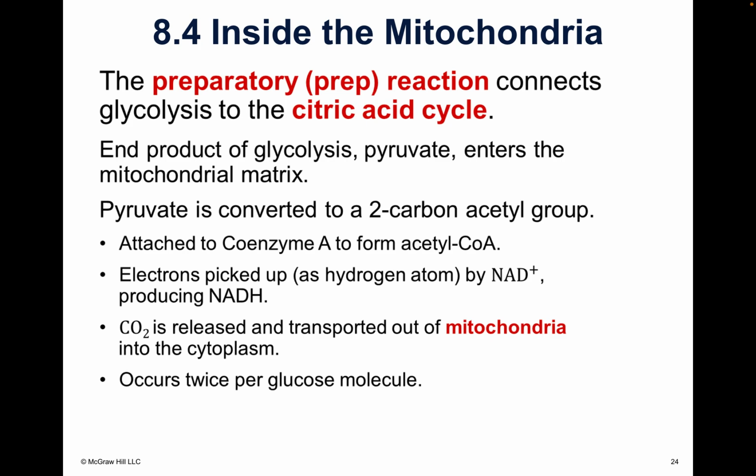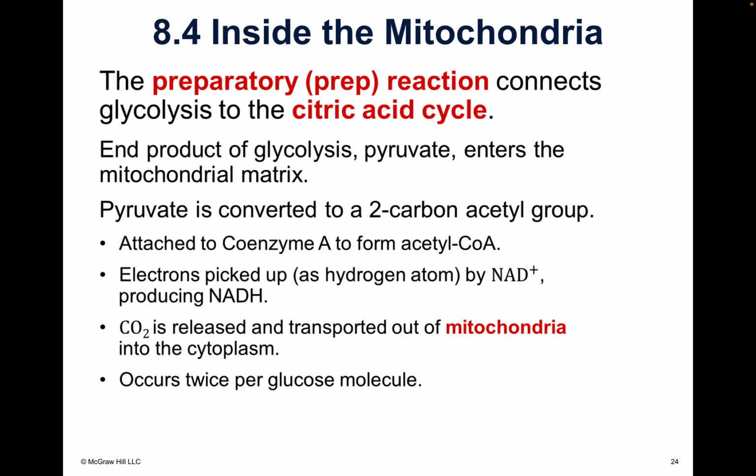We talked about glycolysis, and now we're moving into the preparatory reaction, or the prep reaction. This is what connects glycolysis to the next step, the citric acid cycle. Each pyruvate, a product of glycolysis, enters the mitochondria. Pyruvate is then converted to a 2-carbon acetyl group. This 2-carbon acetyl group attaches to something called coenzyme A, and when the acetyl group joins coenzyme A, they form acetyl-CoA. So you're just putting the names together.